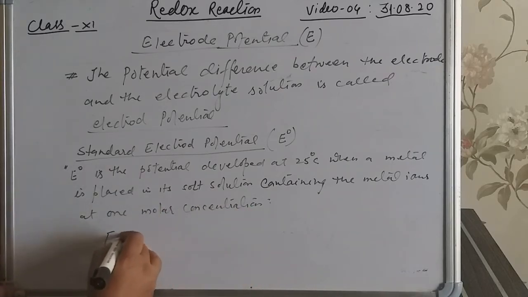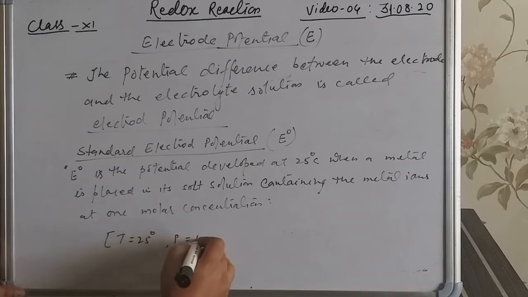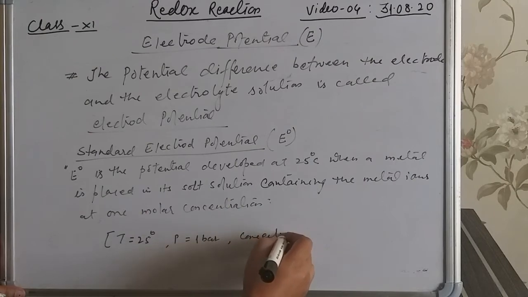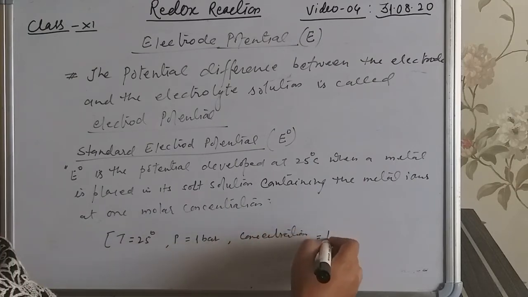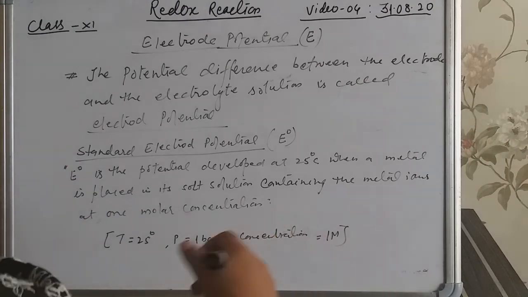The conditions required: this happens at a particular temperature, 25 degrees Celsius, pressure must be standard, 1 bar, and concentration 1 molar. So E naught is the potential developed at 25 degrees Celsius when a metal is placed in its salt solution containing the metal ions at 1 molar concentration. In this way we can find out the electrode potential of different metals.